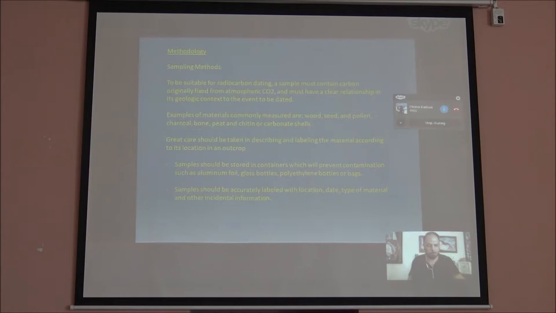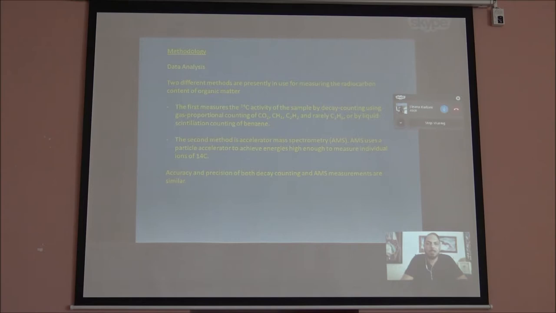There are two different methods presently in use for measuring the radiocarbon content of organic matter. The first is measuring the carbon-14 activity of the sample by decay counting, using gas proportional counting of CO2, of methane, of acetylene, of ethane, or by liquid scintillation counting of benzene.